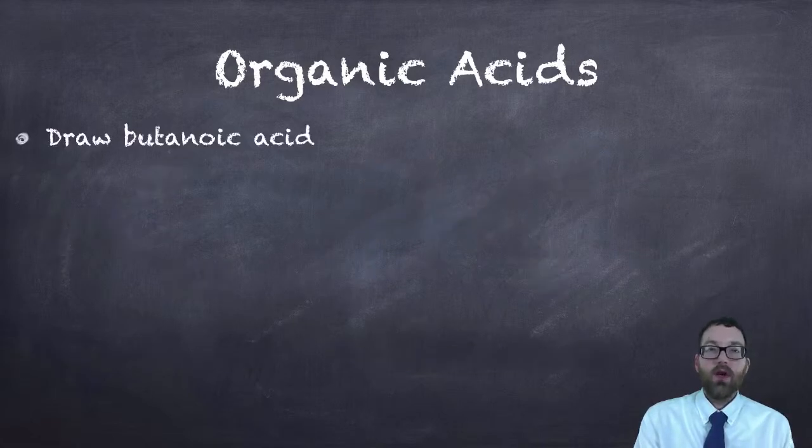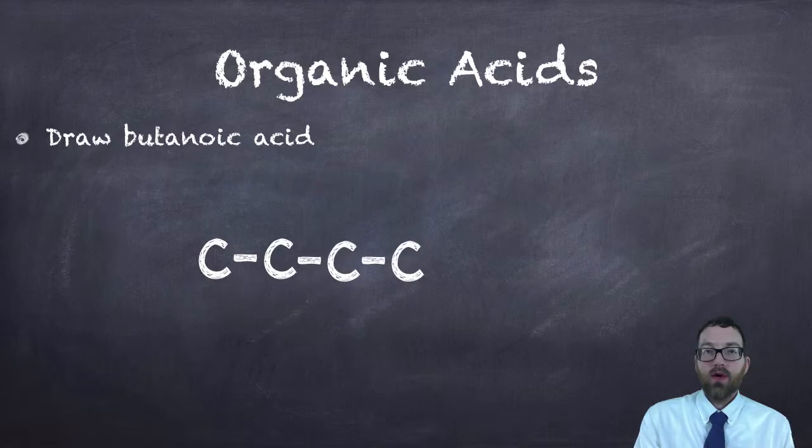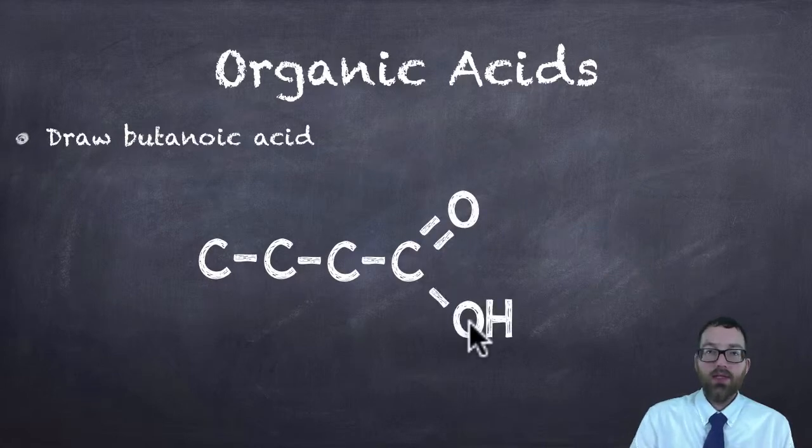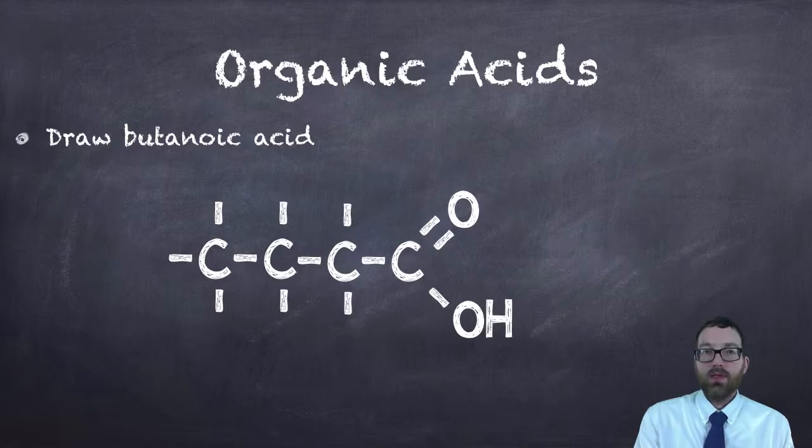Okay, let's try to draw butanoic acid. So if it's but, it means there's 1, 2, 3, 4 carbons in my longest carbon-carbon chain. If it has the suffix oic acid, that tells me I need an organic acid functional group. So that is a double bond O and then a single bond OH. And then the last step is to fill in all of your hydrogen. So there is butanoic acid.